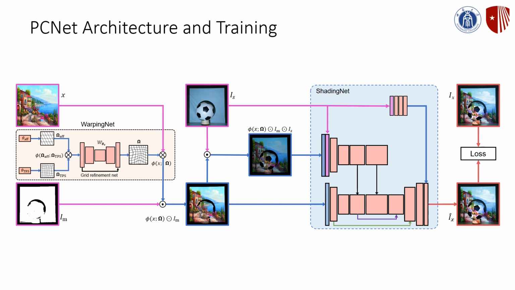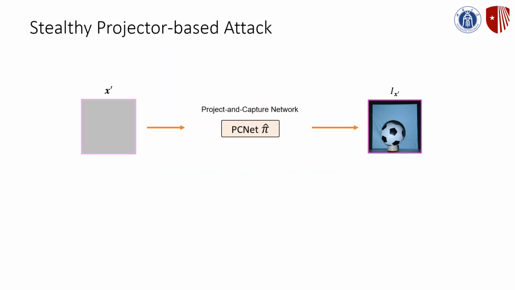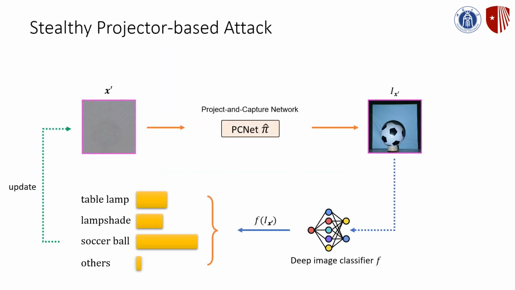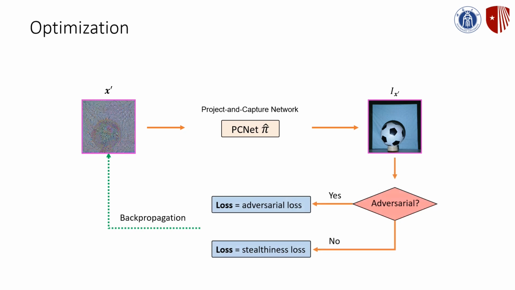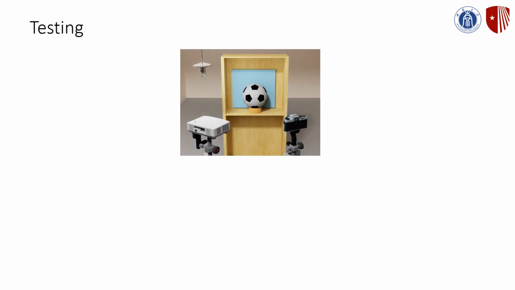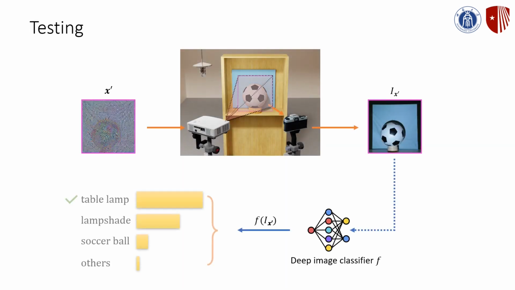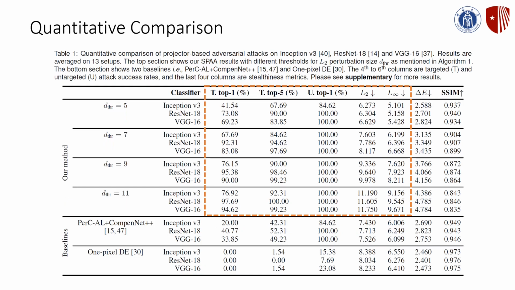We train PCNet by minimizing the difference between the model-inferred camera-captured projection IX hat and the ground truth real camera-captured projection IX. Once PCNet is trained, we replace the real project and capture process with it, and use gradient descent to perform projector-based adversarial attacks. Inspired by PCNet, we optimize the adversarial projection by alternating between the minimization of adversarial loss and stealthiness loss. Finally, we project and capture the optimized adversarial projection X' to the scene for testing. In quantitative comparisons, our SPAA clearly outperforms the baselines by higher attack success rates and stealthiness.